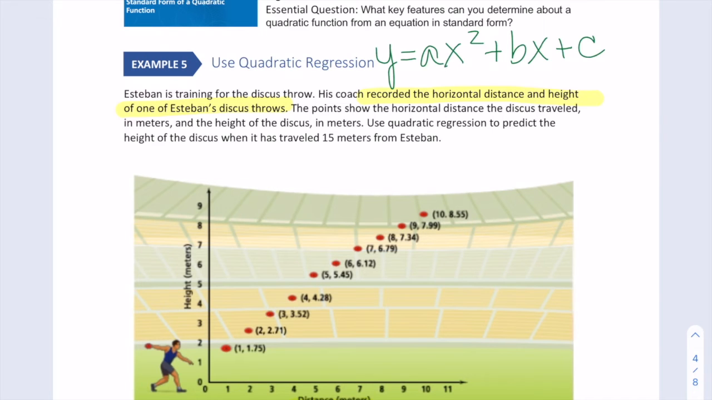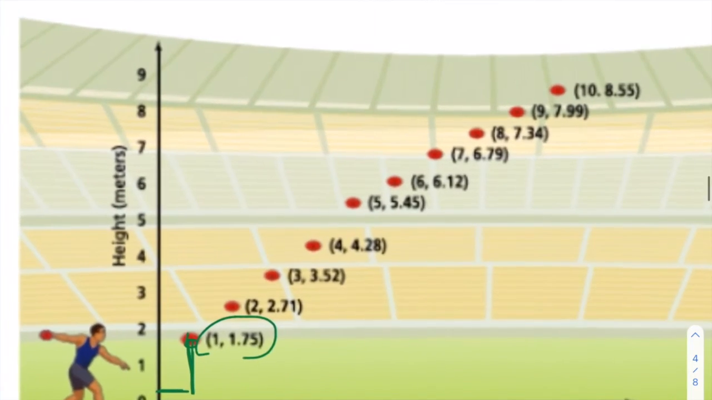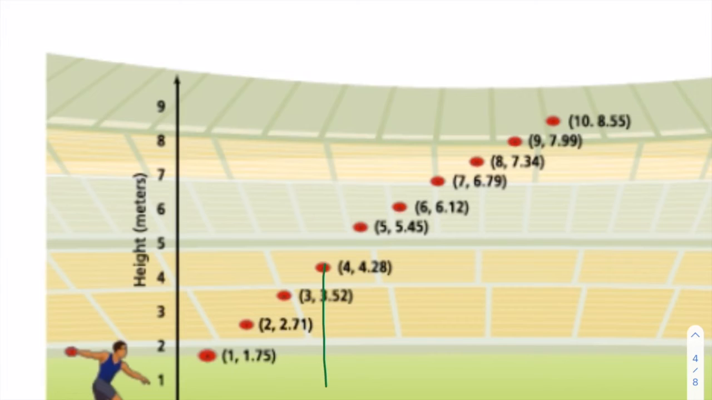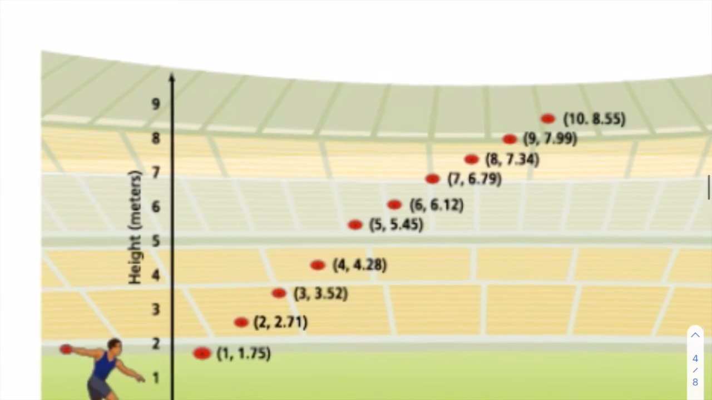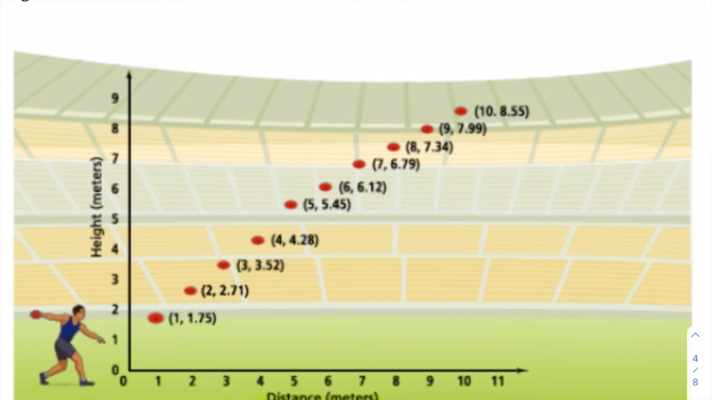So we can see that at one, right here, this would be 1 meter from Esteban. This distance is 1 meter. This discus had a height of 1.75 meters. And then if we go along, we could see when the discus was 4 meters from Esteban, it had a height of 4.28. So using all these data points, we can approximate a parabola.